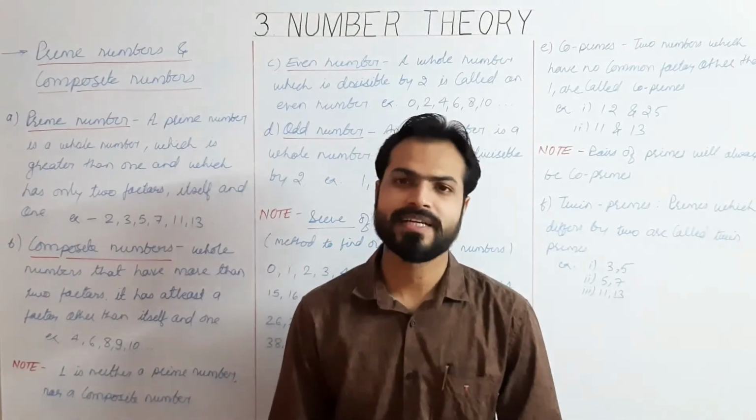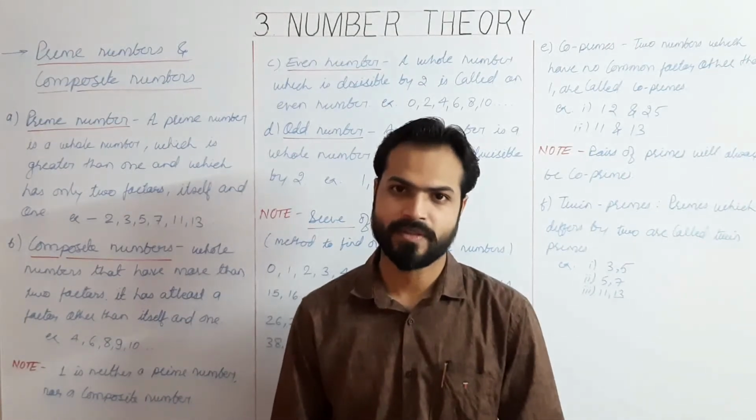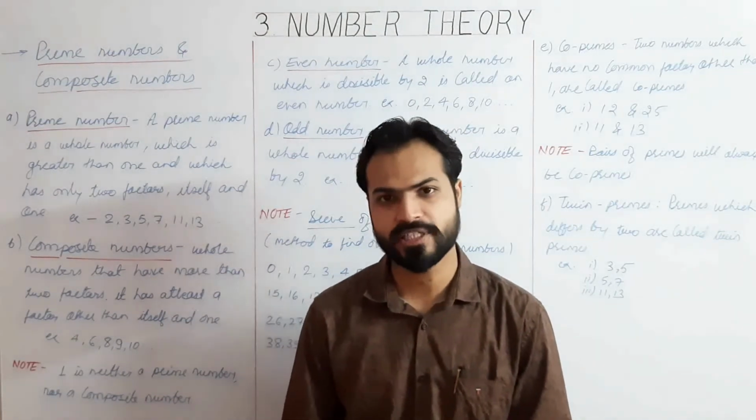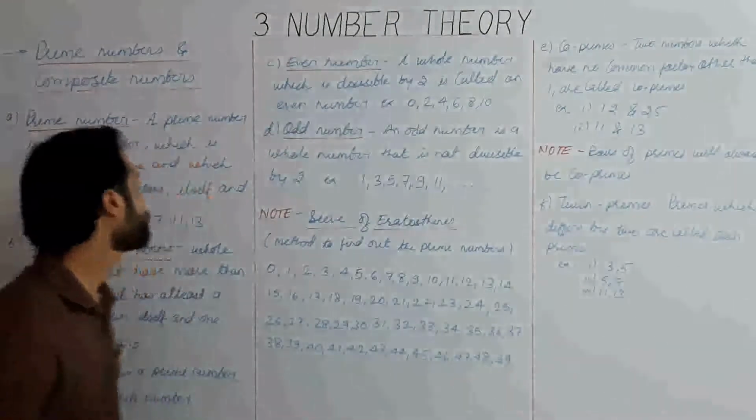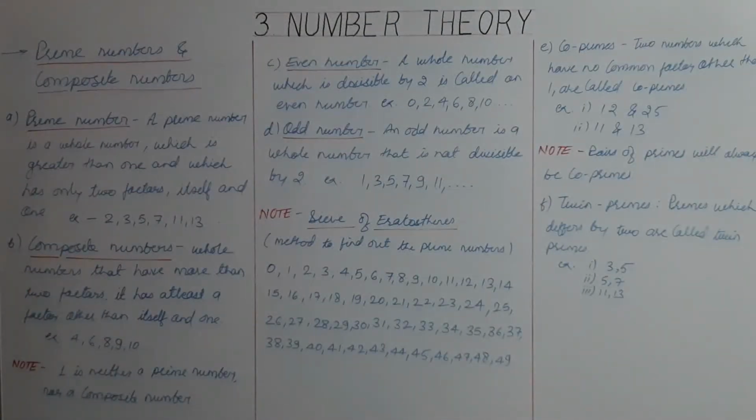Today we are going to cover the next topic of this chapter, prime numbers and composite numbers. Let's see what a prime number is. A prime number is a whole number which is greater than 1 and which has only two factors, itself and 1. Examples are 2, 3, 5, 7, 11, 13 and so on.